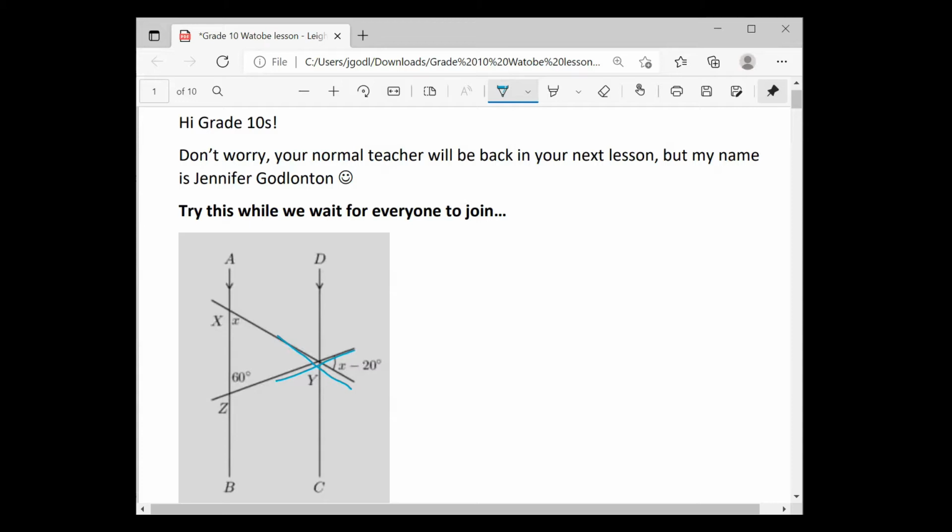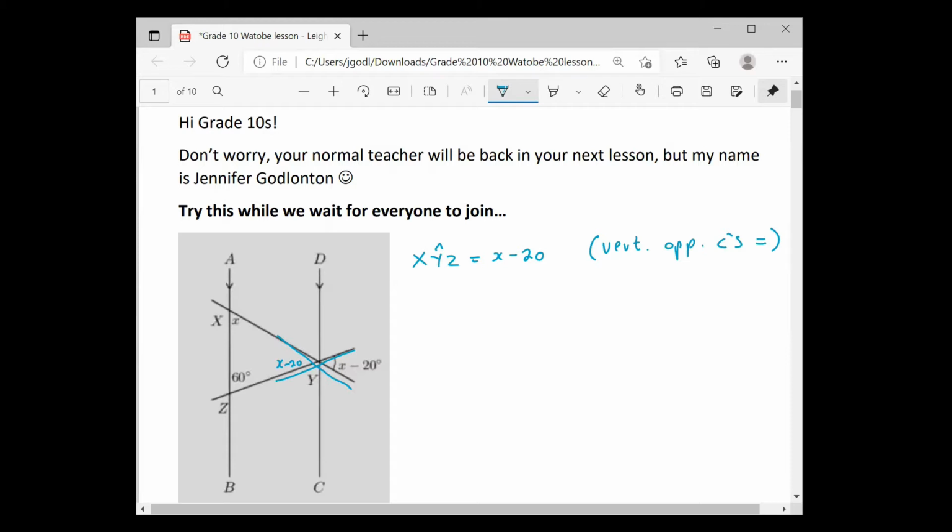So we know that this angle in here is going to be x minus 20. But remember, whenever it's geometry, we always have to say what we're doing. So we would say angle XYZ is equal to x minus 20. And then our reason: vertically opposite angles are equal. Okay, so now we know that that's x minus 20.